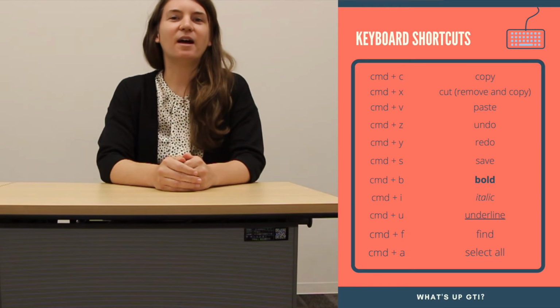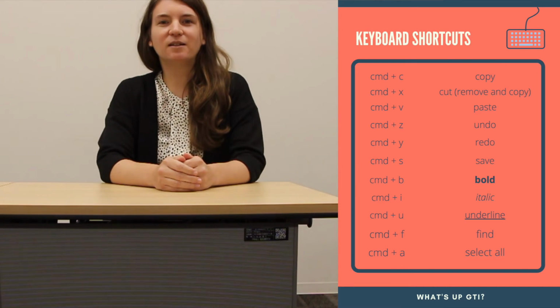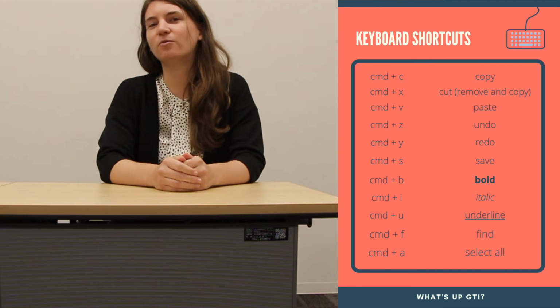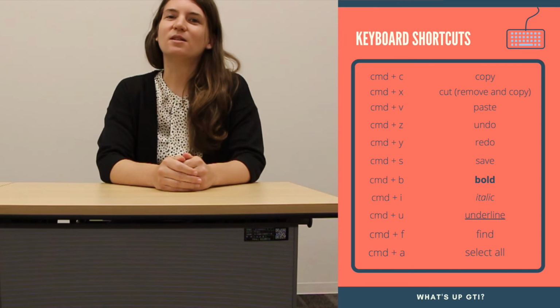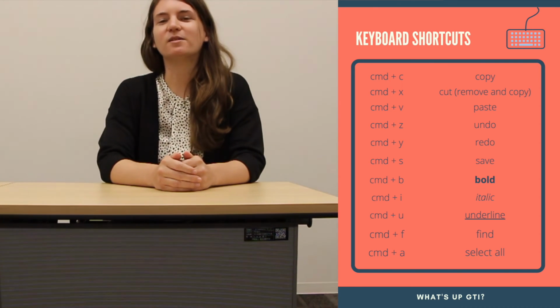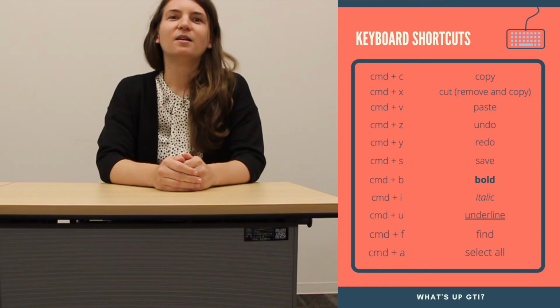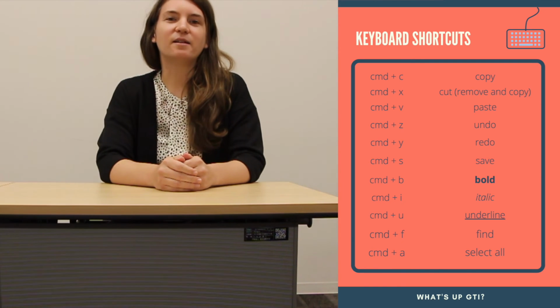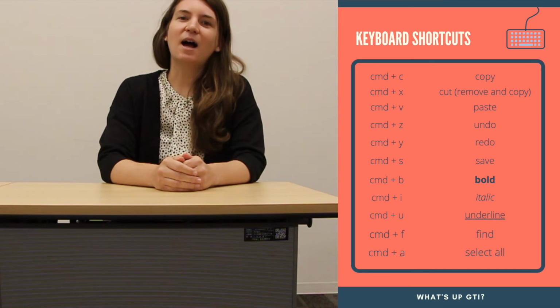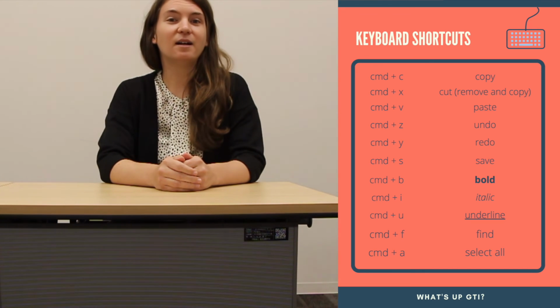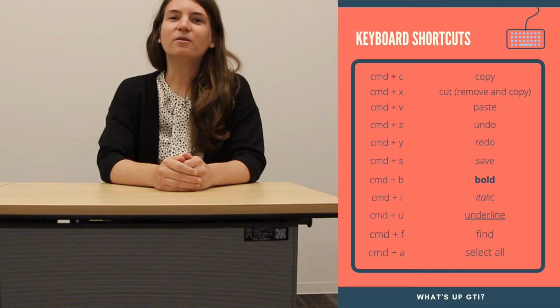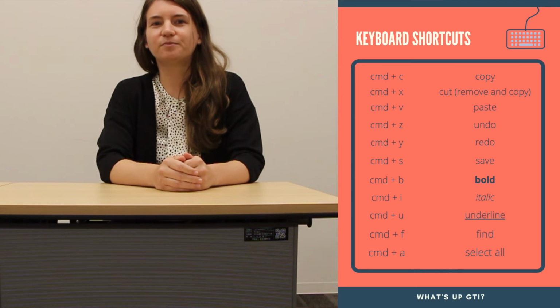Next, we have Command S. This is for save. Google Docs will save automatically, so you don't need to use this one for Google Docs, but you can use it for other programs like Microsoft Word. Command B will make your text bold. Command I will make your text italic. Command U will underline the text.